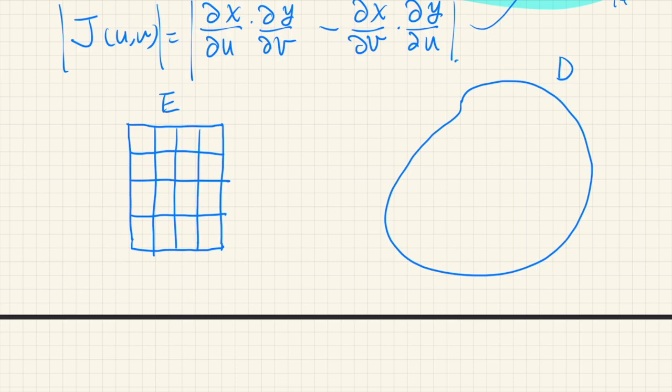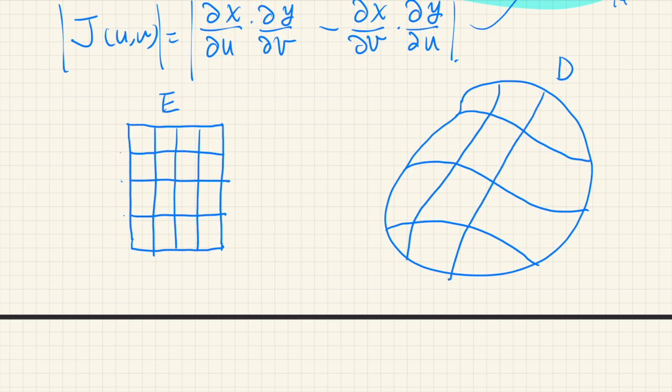Okay, so let's see, 1, 2, 3. This partition is mapped to region D like this, and so it may look like this. What's important is that we are assuming this map phi is continuous and injective.